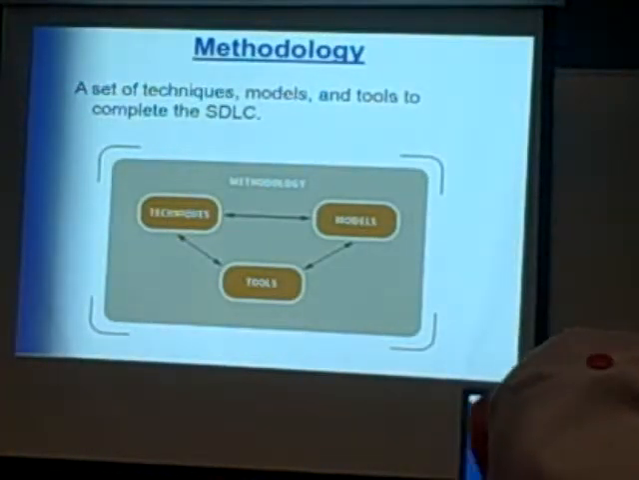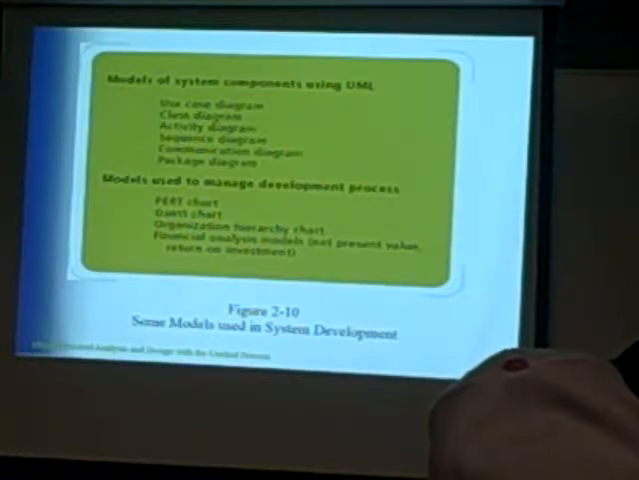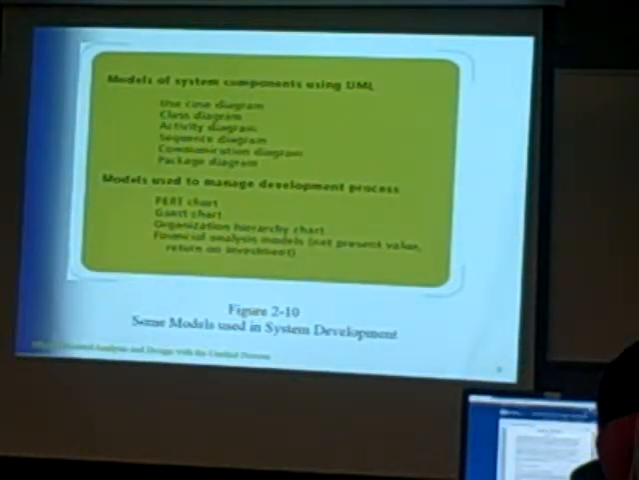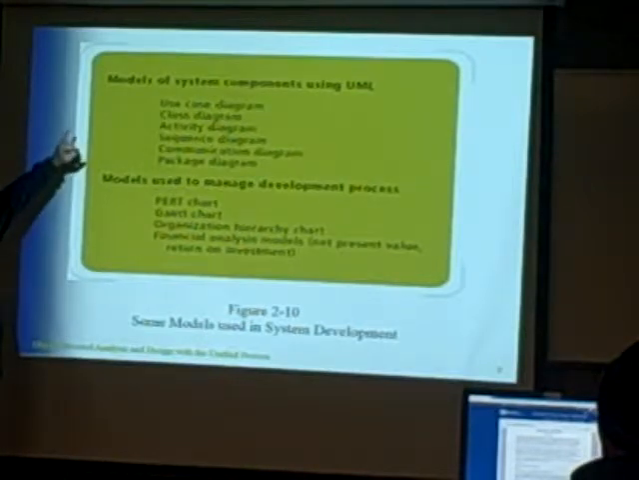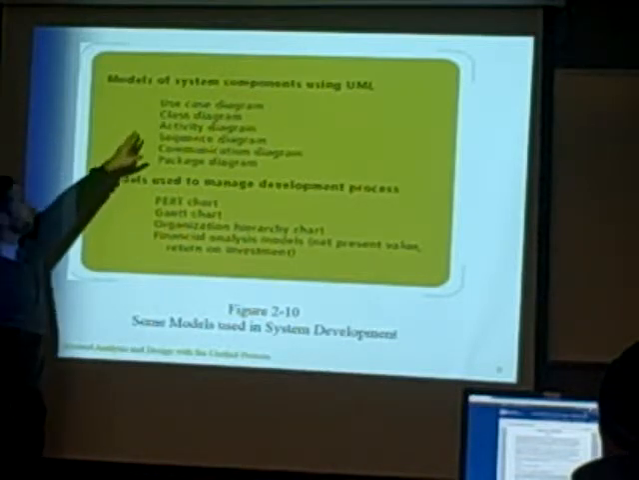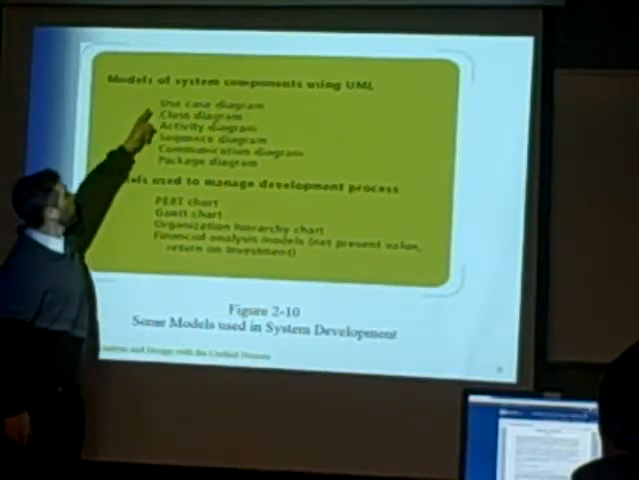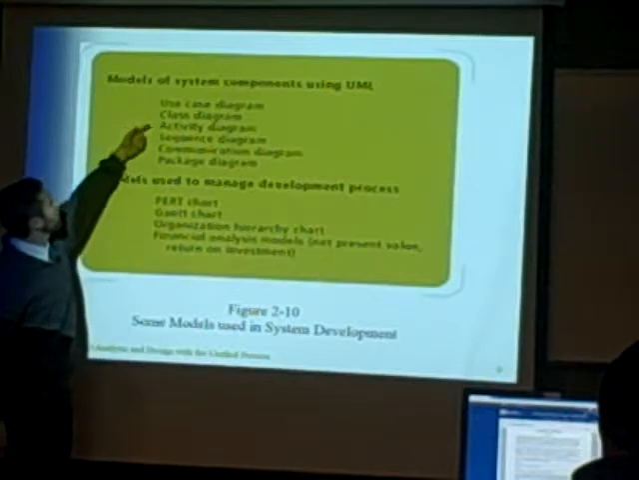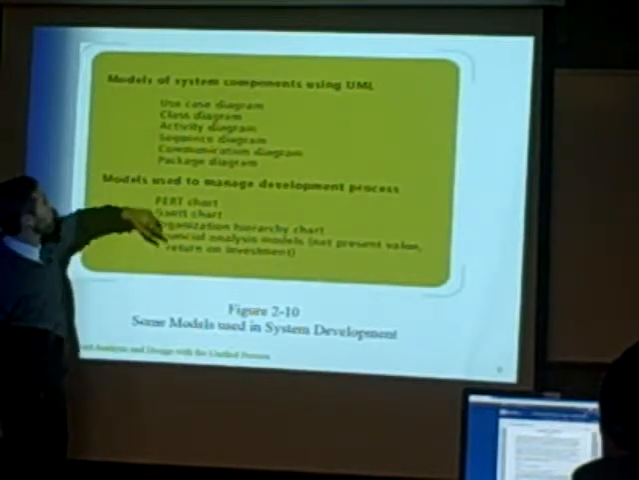There's a lot of different ways to do it. All right, just an introduction to things that we're going to talk about later. So, some models, or primarily diagrams, of how we will represent systems using an industry standard way of documenting things called UML, Unified Modeling Language. We'll do use case diagrams, class diagrams, activity diagrams, sequence diagrams.